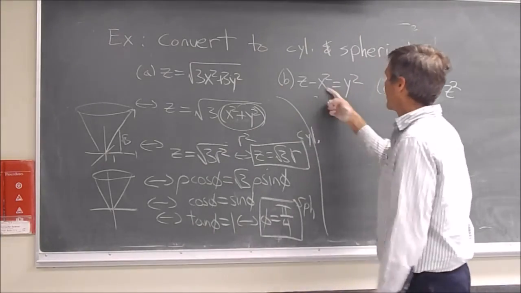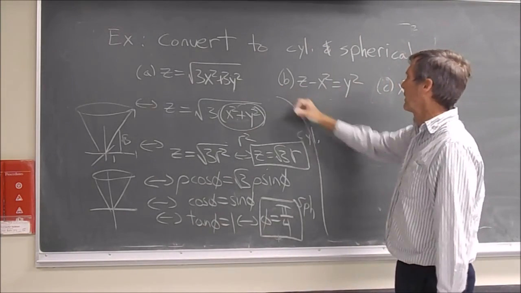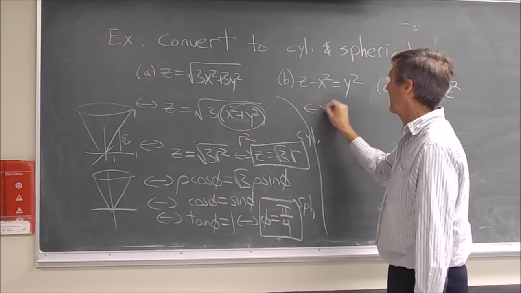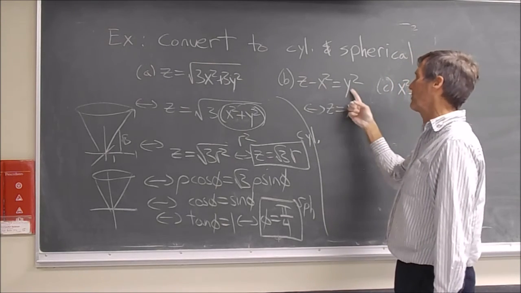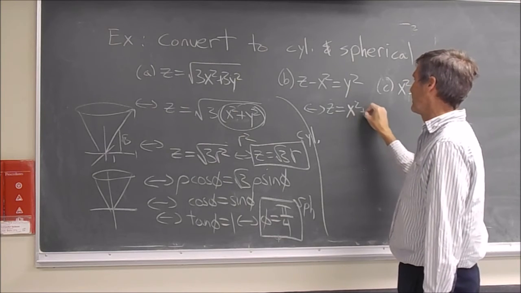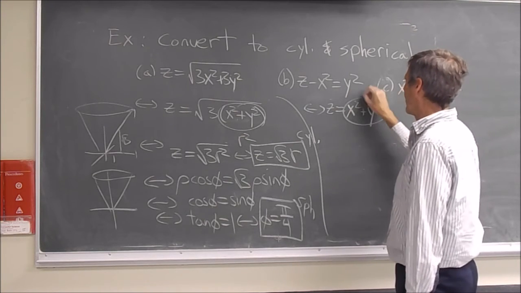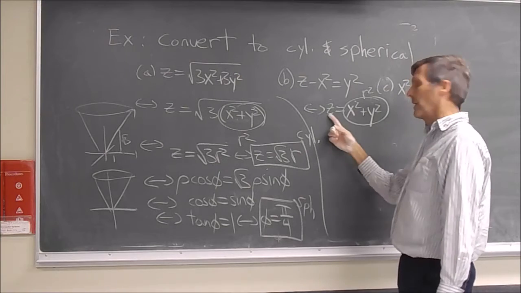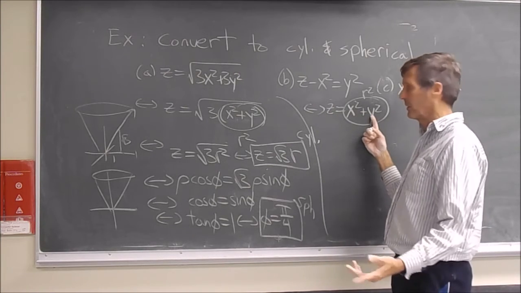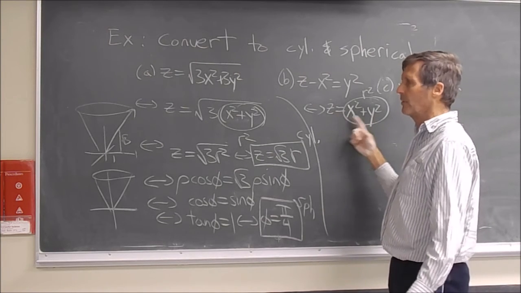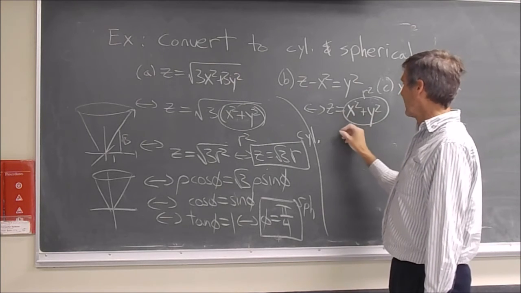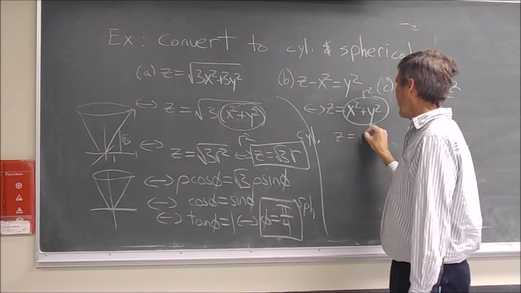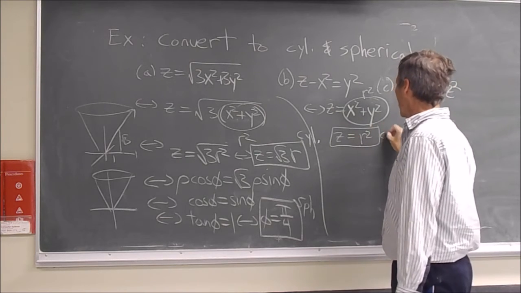Well, how about this one? z minus x squared equals y squared. Once again, if you rewrite this by adding x squared to both sides, rather than substituting r cosine theta and r sine theta, it's easier to write z equals x squared plus y squared. Oh, that's just r squared. Maybe you recognize already this is a circular paraboloid, an elliptic paraboloid, the special case where it degenerates to a circle. But z equals r squared is then the equation in cylindrical coordinates.